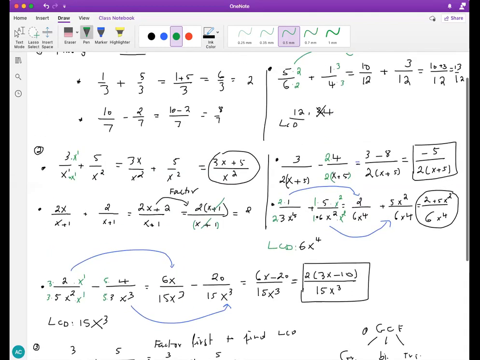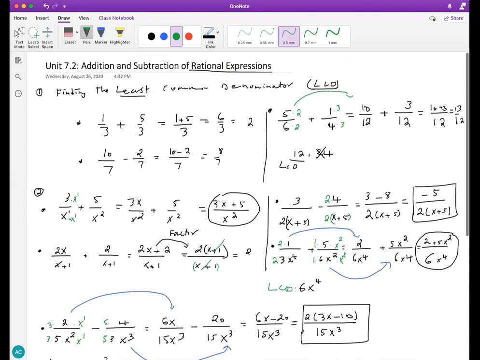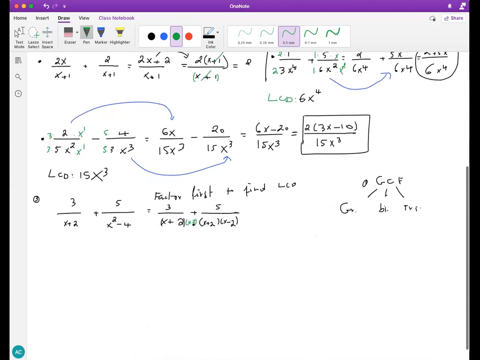Every time we multiply by the same number, 2, 2, 3, 3, same thing here. So x minus 2 should be multiplied on both the top and bottom of the fraction. Very good. Do we have the same denominator now? Yes. So the LCD here is x plus 2, x minus 2, and it's a lot easier to see after you factor. That's why I say factor to find the LCD.